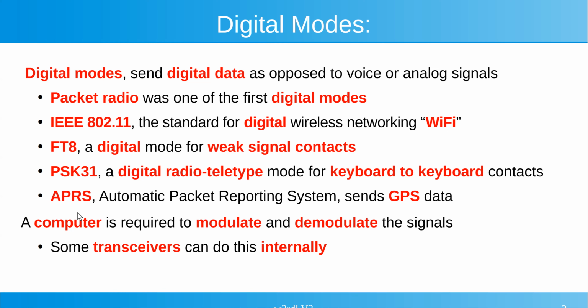In most cases, you need a computer to generate the modulation and demodulation. There are some transceivers that have a built-in computer that can do that. I have one called an S-bit, and it's got a Pi 4 in it that will do the modulation and demodulation and do all the different digital modes. Normally, you have to have a laptop or desktop hooked up to your radio to do it.